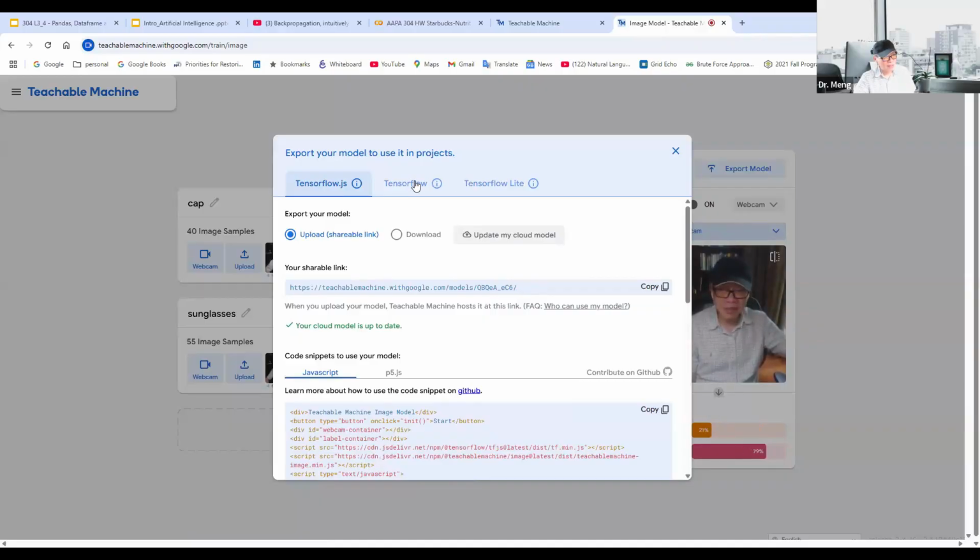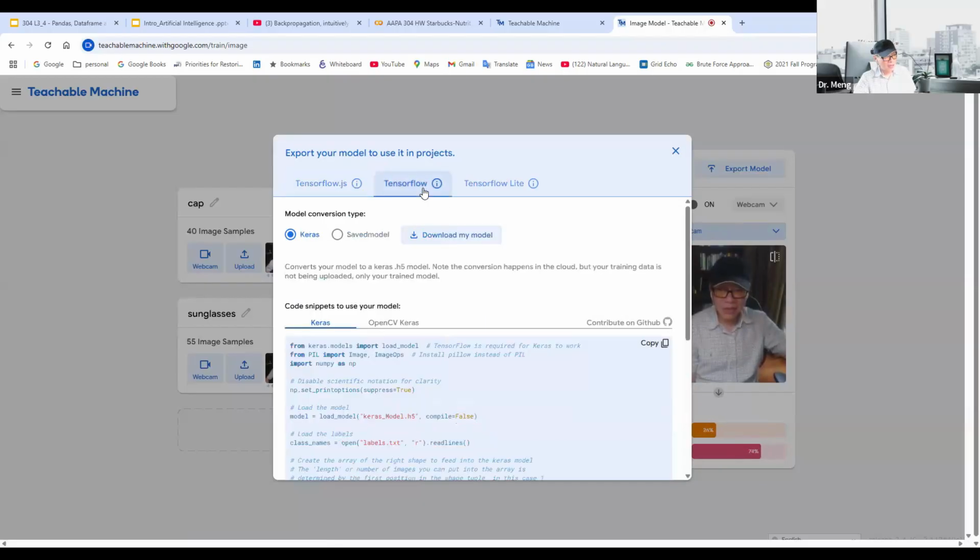Now, your homework assignment, that's your lab. Your homework assignment, click on the TensorFlow. You download your model. You can select things. My suggestion is you can use this, right? The saved model. Do you want a saved model? By the way, you can use saved model and select the OpenCV Keras or download it. Make it work in your Google Colab. That's your homework. All right. That's all I need to do.